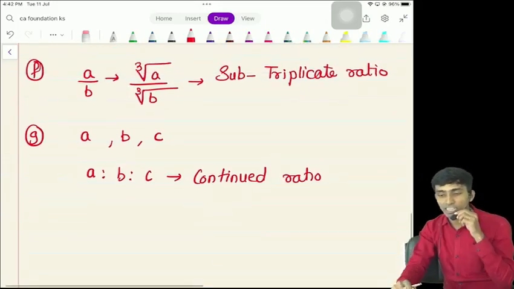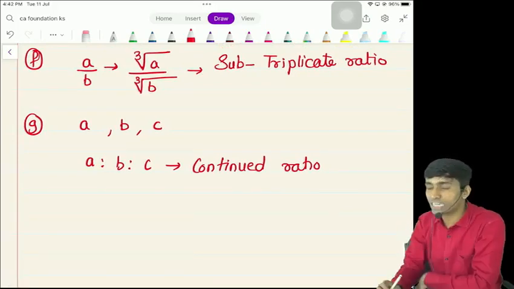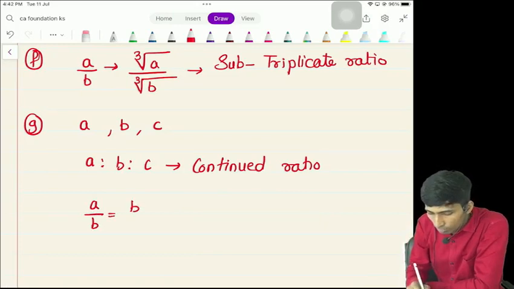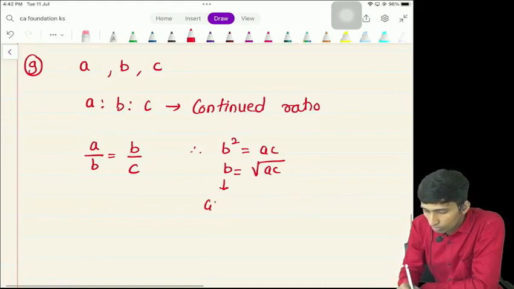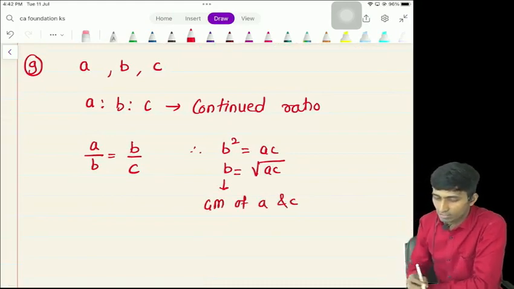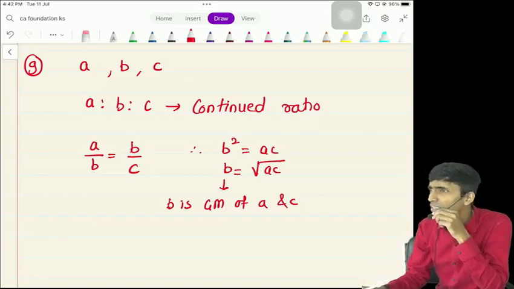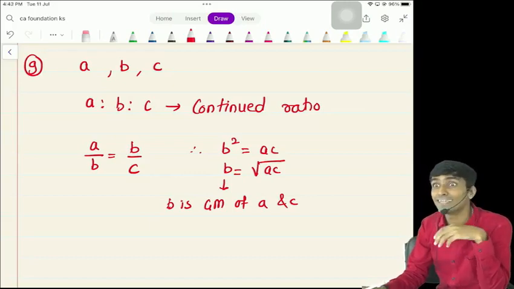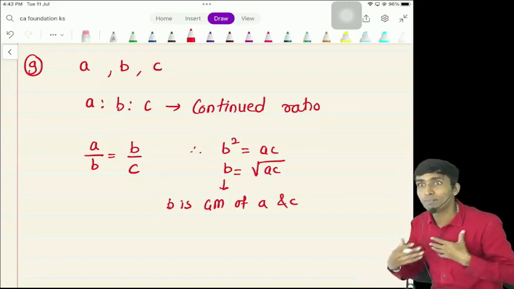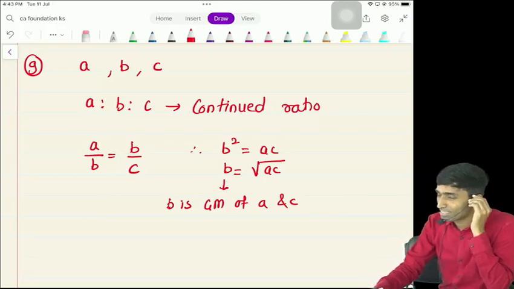Have you understood till here? Any problem? Have you understood what is continued ratio? A is to B is to C means A by B is equal to B by C. Therefore, B square is equal to AC, or B is equal to under root AC. This means B is the geometric mean of A and C. B is GM. GM means geometric mean. Have you done geometric mean? Which chapter? Central tendency. That was stats. You remember me? Don't forget me.